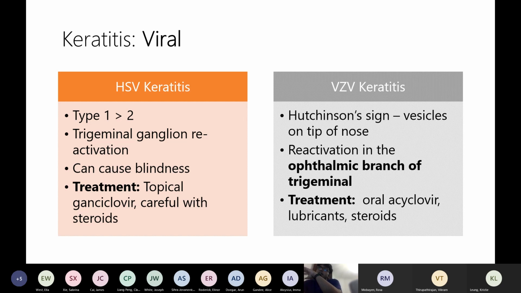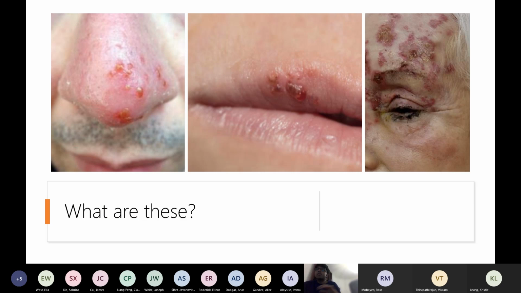Here are some signs. So what's the sign on the left? It was on the previous slide. Hutchinson's sign of the nose. I would just remember to specify because there's lots and lots of different Hutchinson signs, and some old consultant will probably wreck you for no reason.